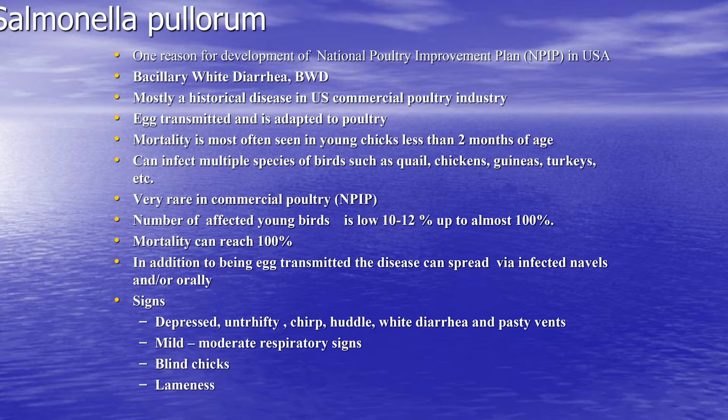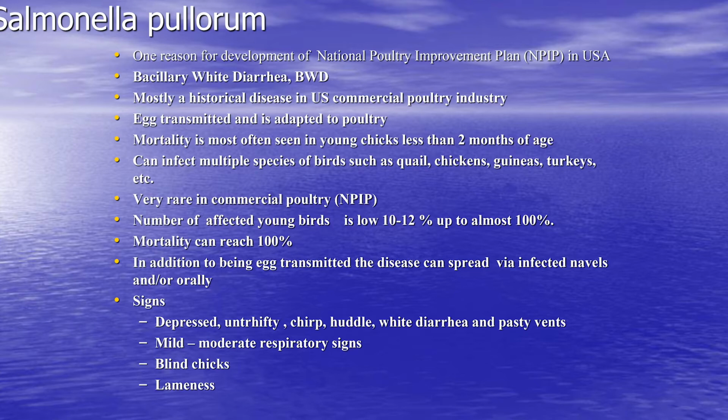It is a salmonella that is adapted to poultry. Most of the mortality is in the young chicks less than 2 months of age. Now, again, I'll mention it's very rare in commercial poultry. This has to do with all the efforts of the National Poultry Improvement Plan. You may have in your area some type of state or province or whatever, some type of organized, regulated program to test for these diseases. Typically, the number of affected young birds is fairly low, but the mortality could reach almost 100%.